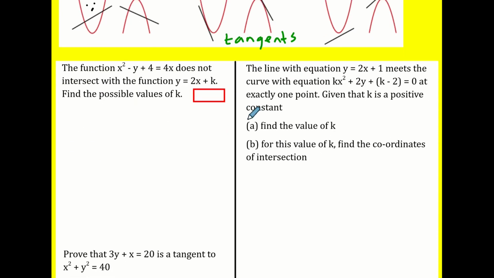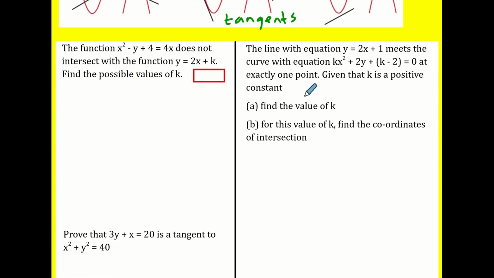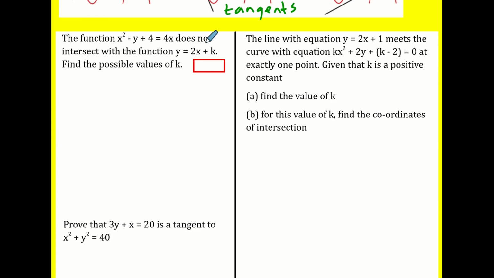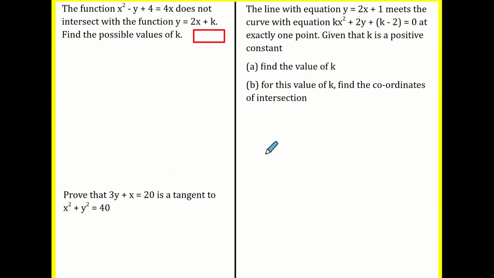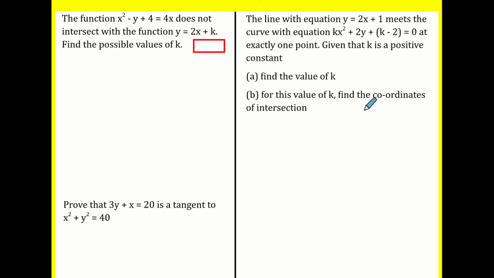So now we're going to use that knowledge to help us out in cases where there are unknowns in the equation. So we've got a function and it doesn't intersect this function. Find the possible values of k. So I want you to have a go at this. You can even have a go at all three, and I'm going to go through them.